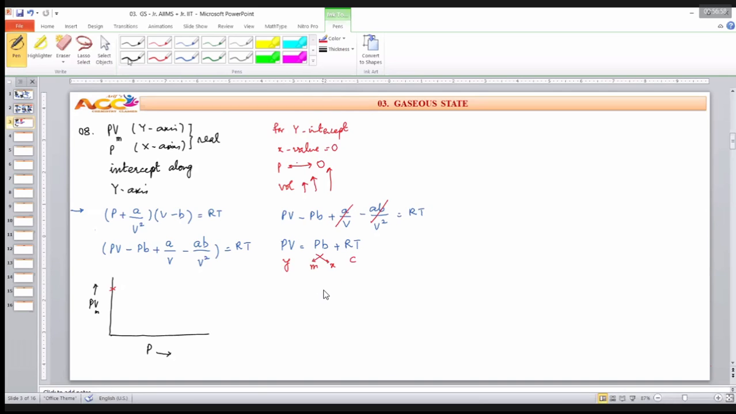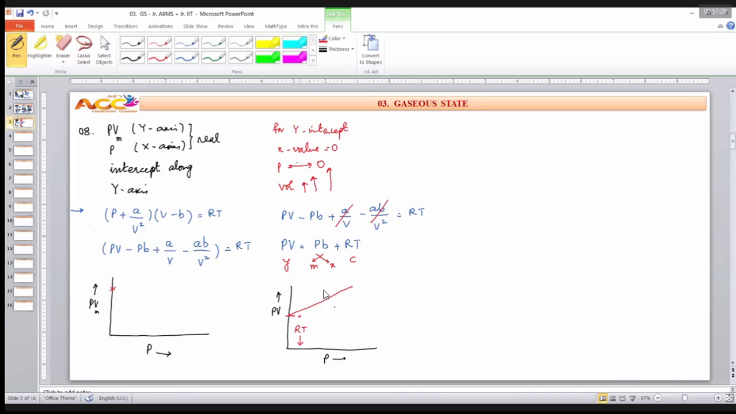Now how to proceed? Okay, sir, very simple. PV versus pressure, y is equal to mx plus c, positive slope and positive intercept. How to proceed for that? This is the graph. He is not asking the graph, he is asking the value. What is that value? When you are taking this intercept, remember the value will be RT.